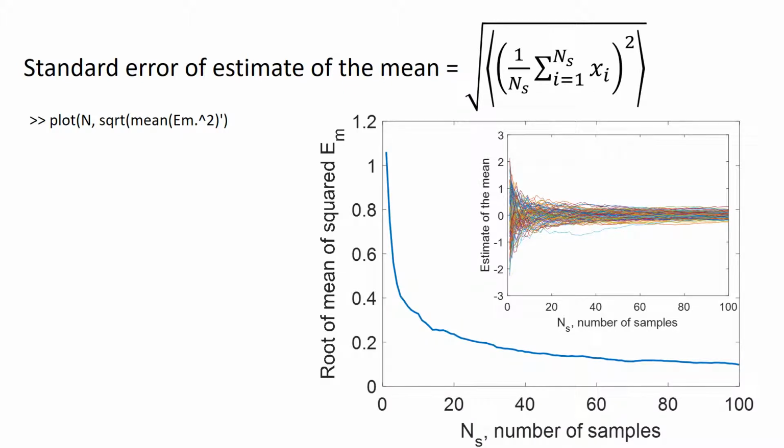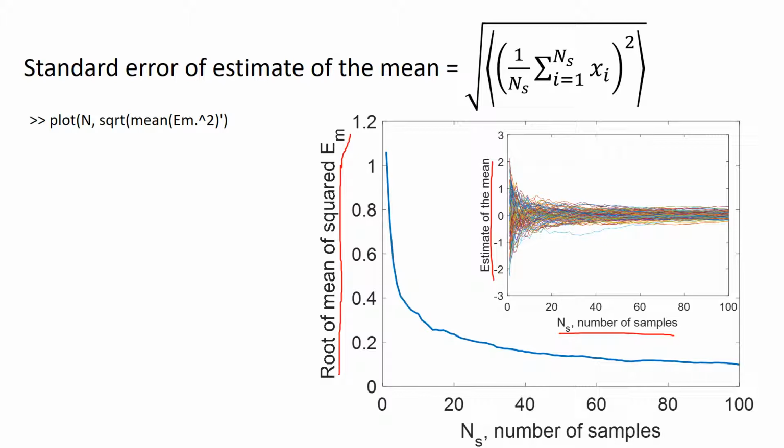So to review, we have a bunch of estimates of the mean, estimated based on different numbers of samples. We square all of these estimates, then take the average of those squares. That would be an estimate of the variance. Next, we take the square root of that estimate of the variance. This is the standard deviation of the sampled population, the root of the mean of the square of the estimates of the mean.